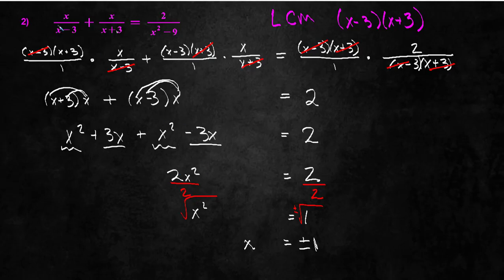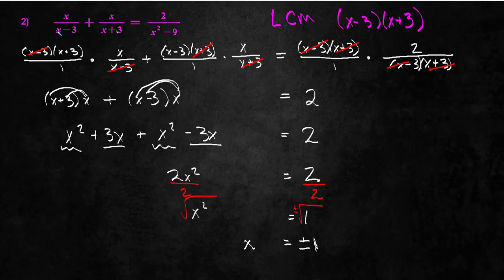So if I plug a 1 back up here, 1 minus 3 is... excuse me, 1 minus 3 is negative 2. 1 plus 3 is 4. 1 squared minus 9 is negative 8. So that didn't cause any problems.